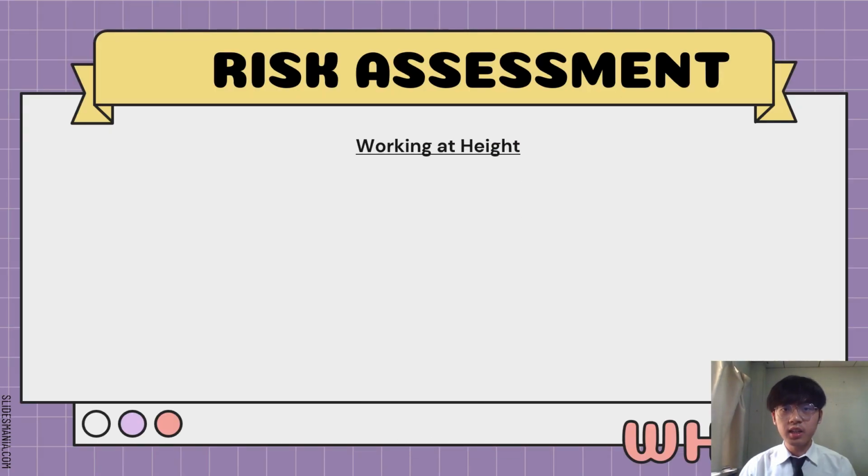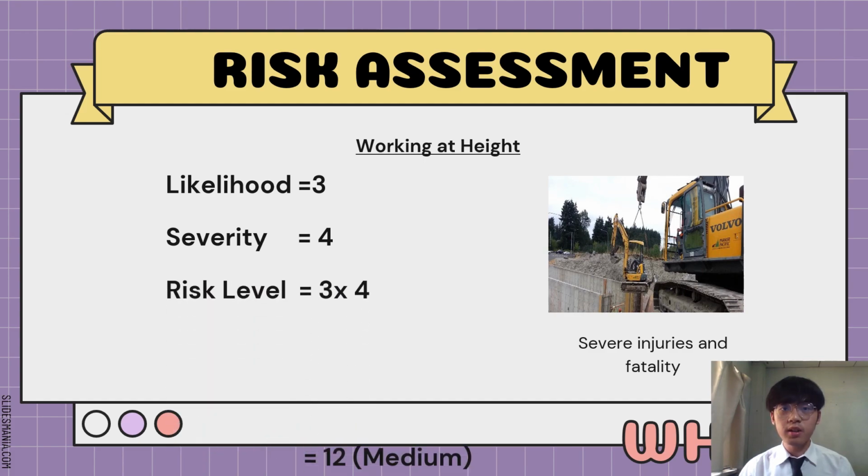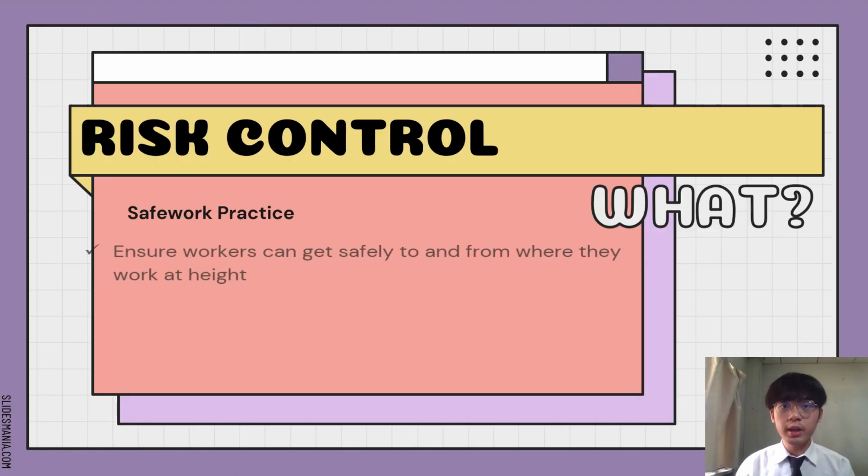For the second hazard, working at height. Working at height remains one of the biggest causes of fatalities and major injuries. The likelihood is 3, while the severity is 4, so the risk level is 12, which is also considered as medium.